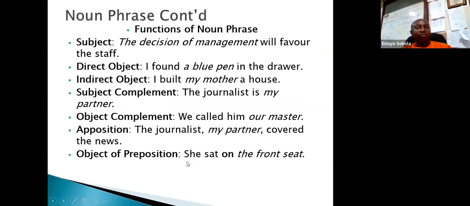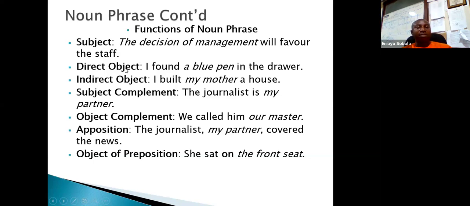So let's look at the functions of a noun phrase. We said earlier that noun phrases perform the functions that a noun can perform. A noun phrase can function as the subject of the verb. For example, the decision of the management will favor the staff. What will favor the staff is the noun phrase, the decision of the management. In that place, that noun phrase functions as the subject.